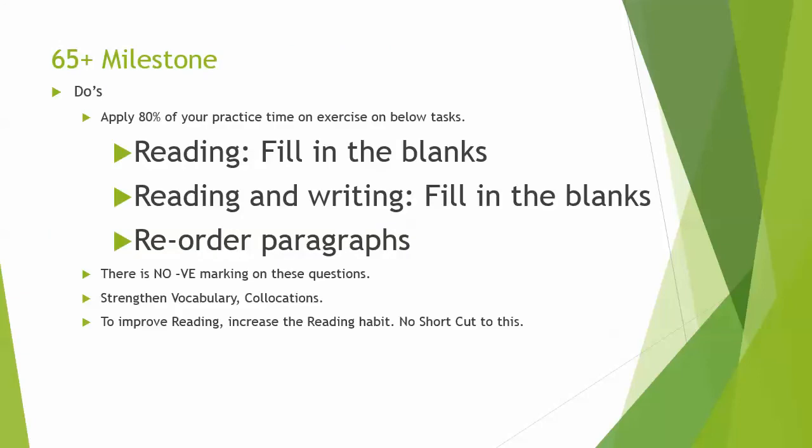So there are a couple of do's and don'ts. If your goal is 65 and even 79, the first thing is you should be more confident and your focus should be more on the reading fill in the blanks, reading and writing fill in the blanks, and the reorder paragraphs. In my opinion, these three sections are very easy to practice and easy to score. The other two sections need a little more practice, but these three sections are comparatively much easier than the other two. Also, there is no negative marking on these questions.